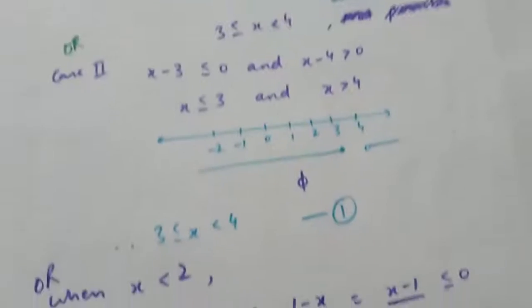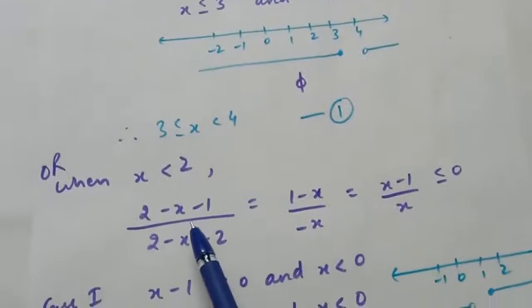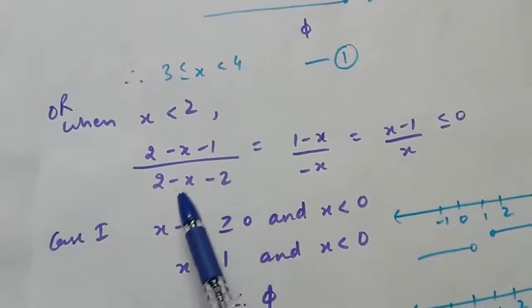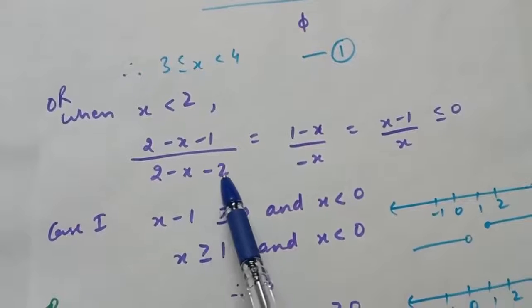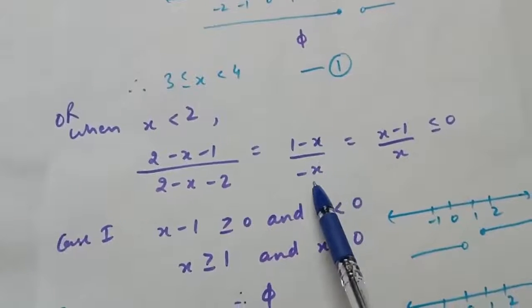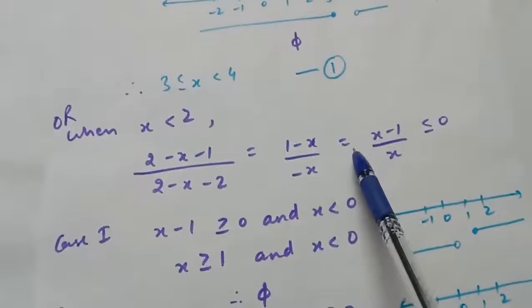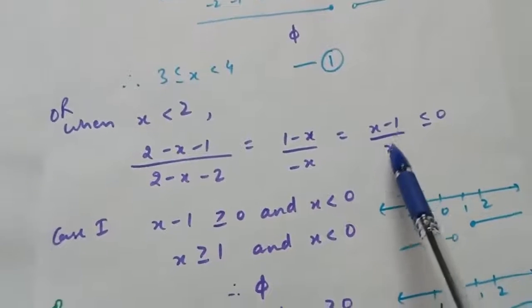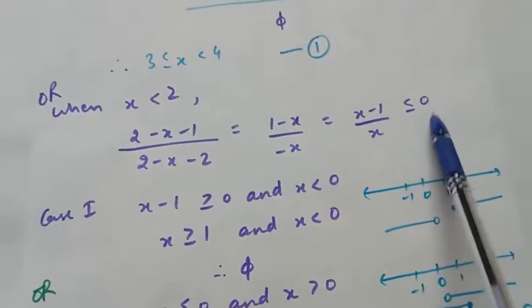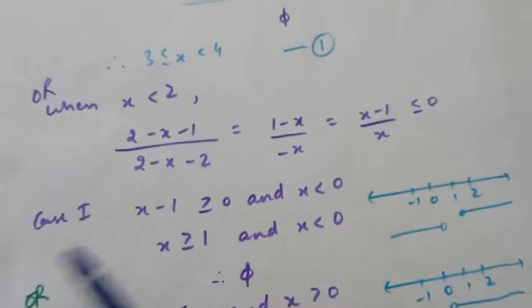So when x is less than 2, the given inequality becomes 2 minus x minus 1 upon 2 minus x minus 2, which is equal to 1 minus x upon minus x, which is equal to x minus 1 upon x, is less than or equal to 0. Now we want to solve this. So take the cases.